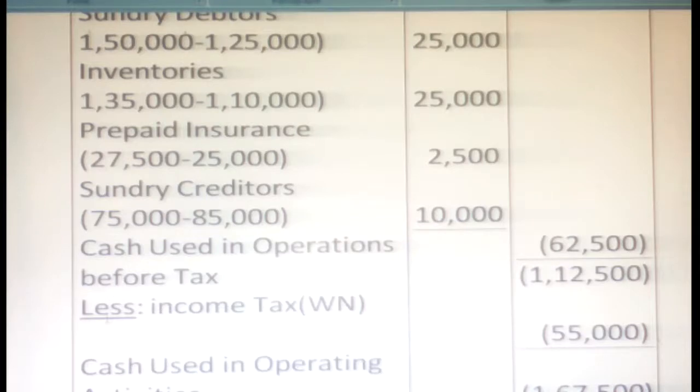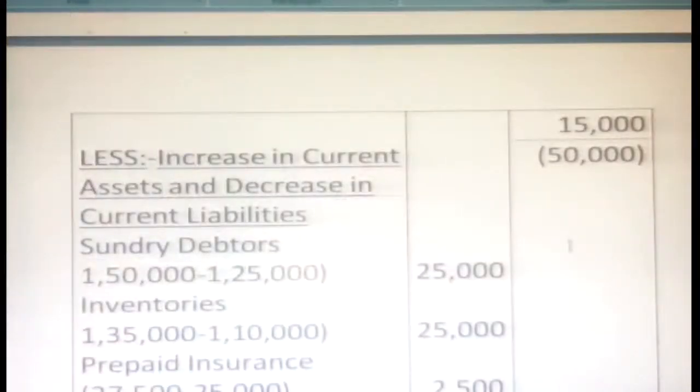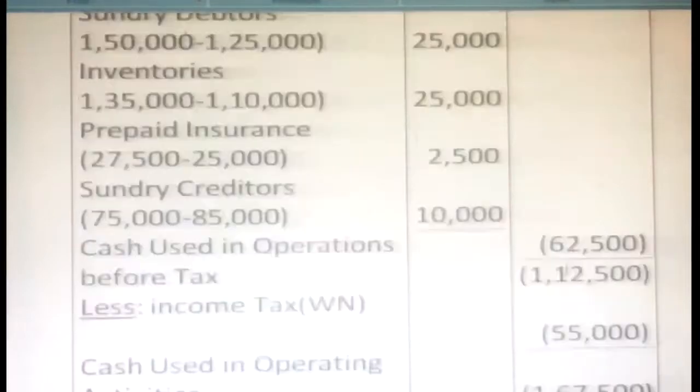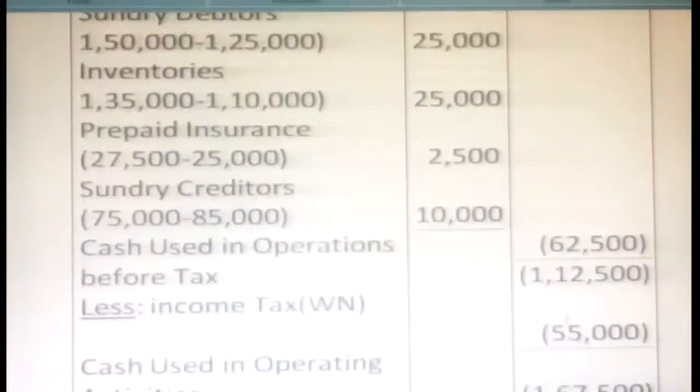Okay, that's what you will get. Cash used in operation before tax, how much? 1,12,500. See here once again: 1,65,000 negative balance. So 1 lakh going to add as non-cash expenses. So naturally we get 65,000, again in bracket. Then coming here, that 15,000 added, again becomes 50,000 negative balance. Then 62,500, so this negative both together, here also a loss figure. Together again we get a loss. Here cash used in operation before tax 1,12,500.